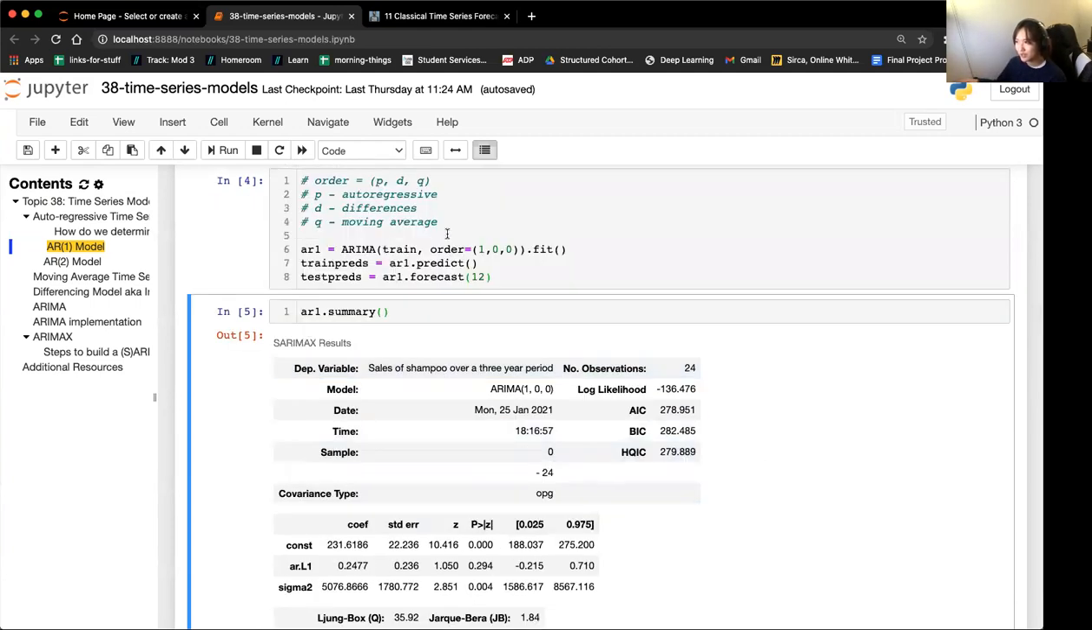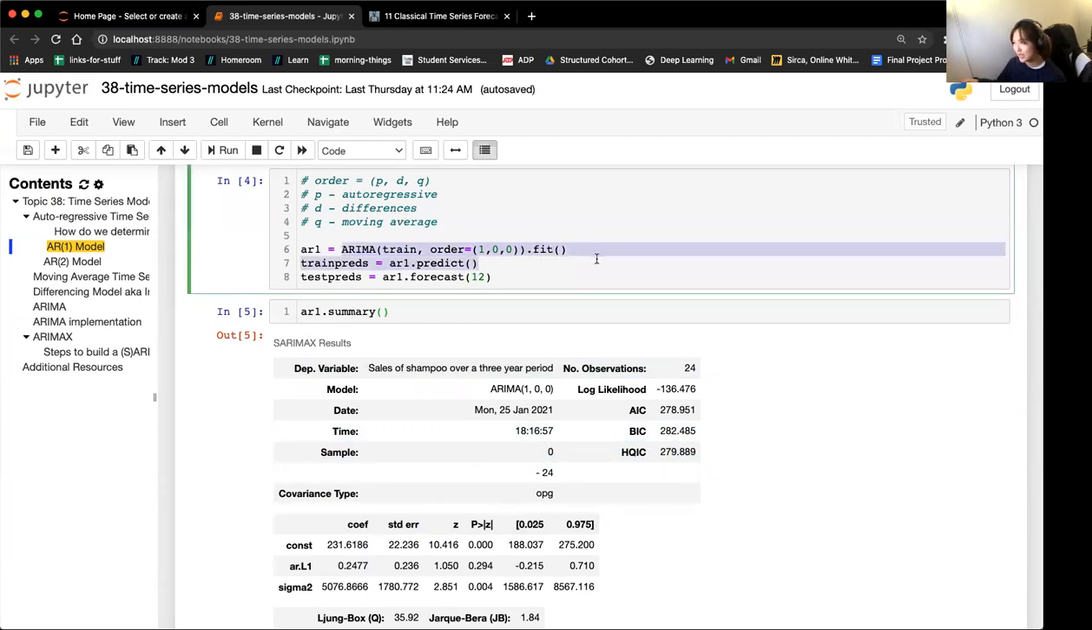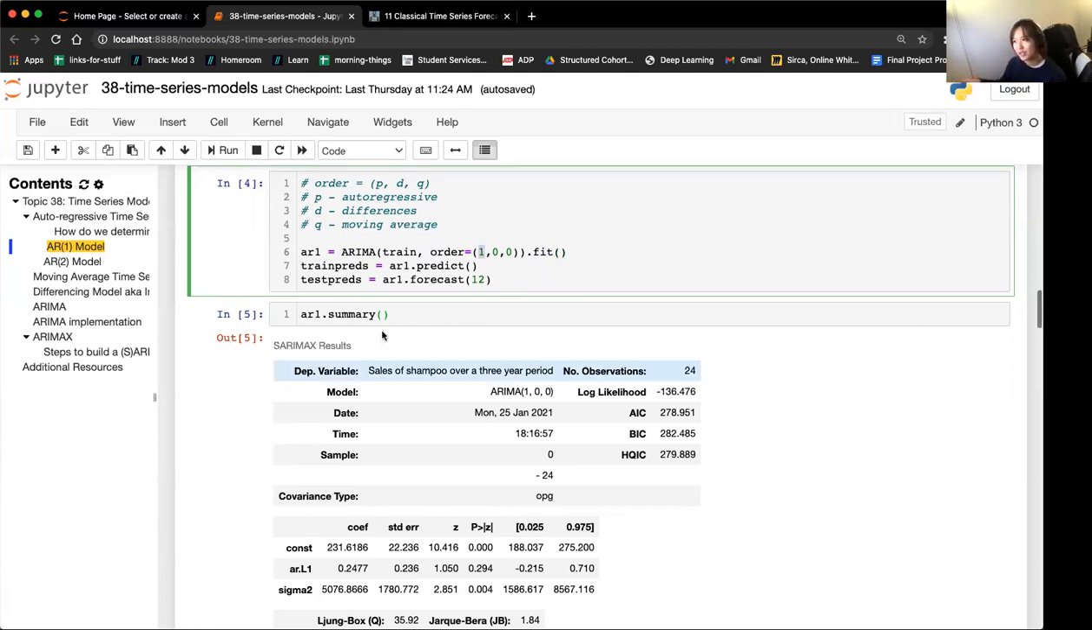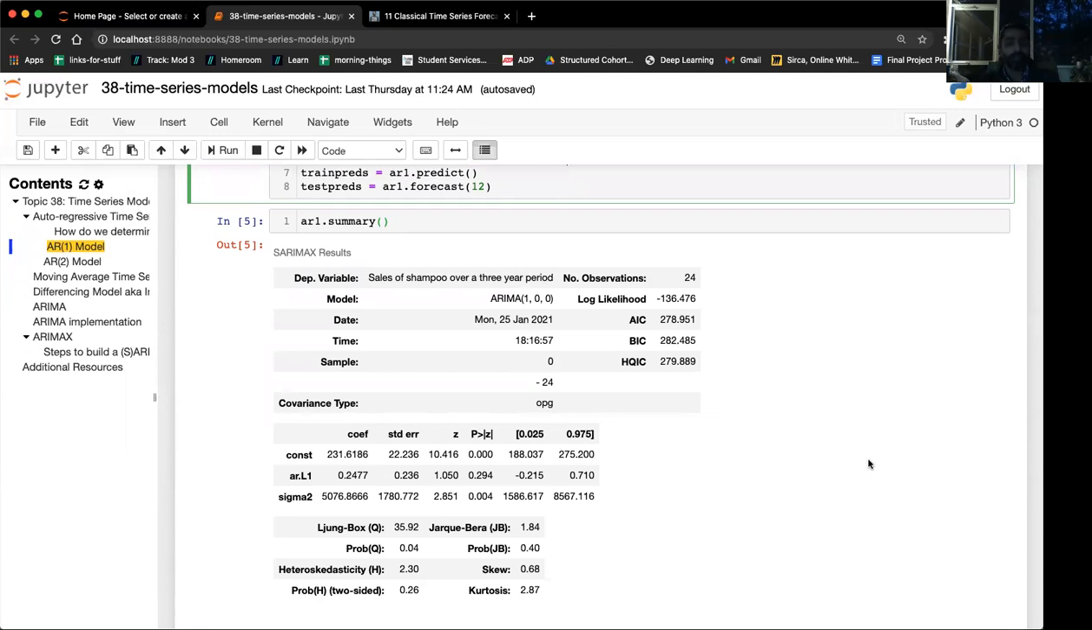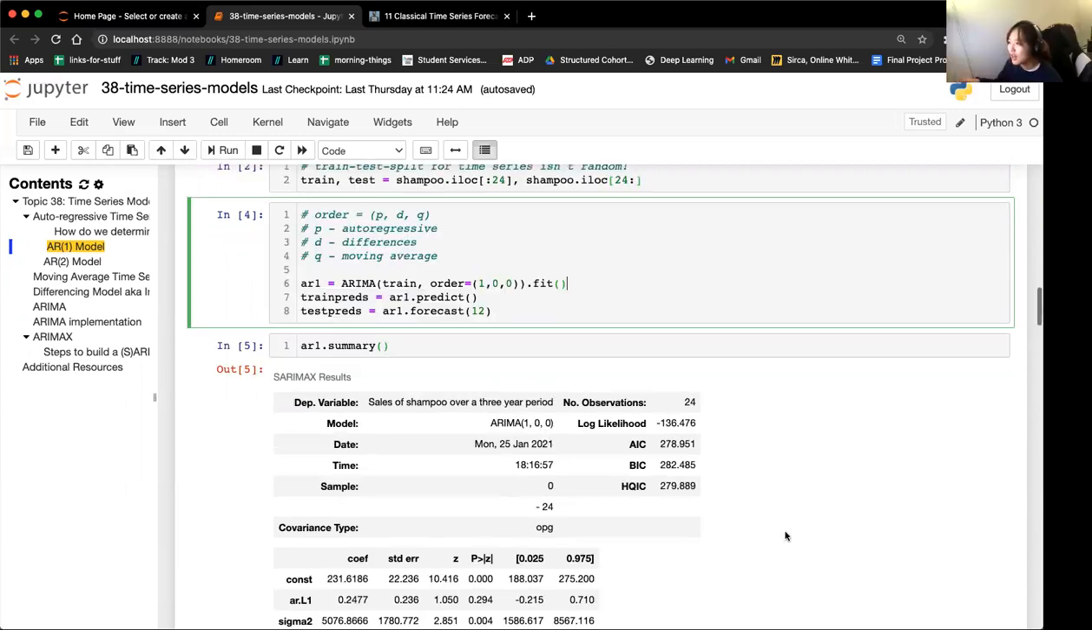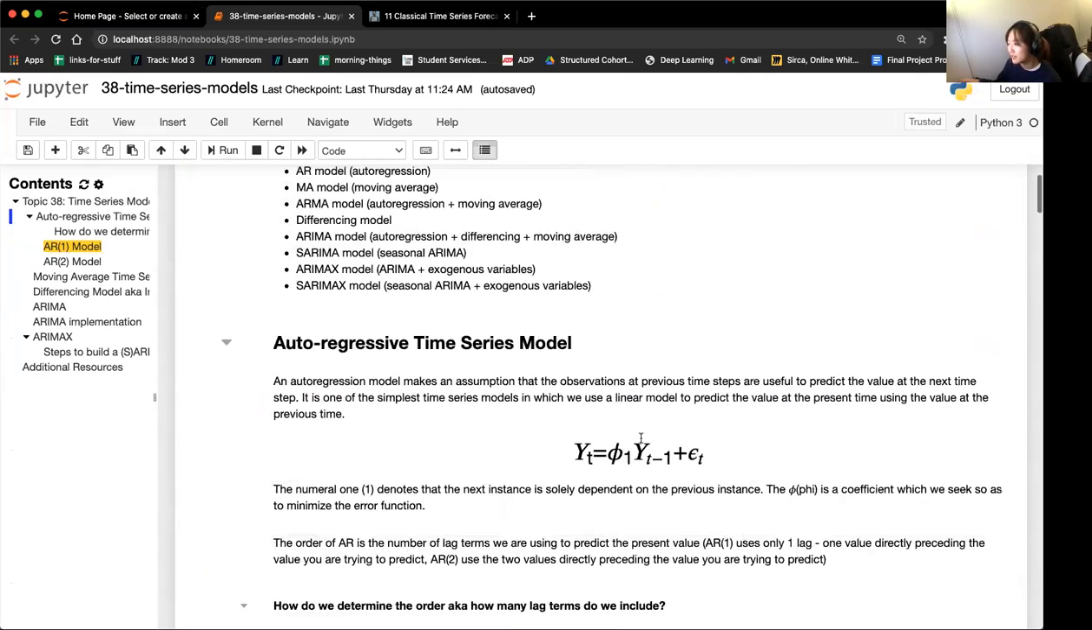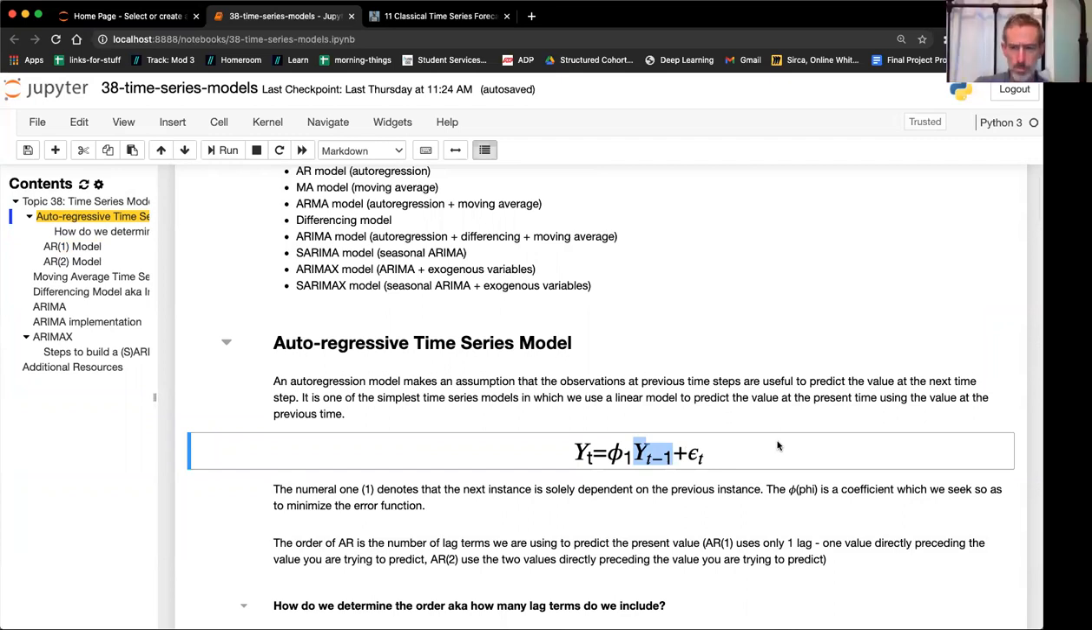But I will say, if you're doing an AR1 model, there's not much that you can do to tune it. You just fit with one autoregressive term, and these are the results. There are not really any hyperparameters to tune within each ARIMA model if you've already set your P, D, and Q. So what happens when we change the 1 to 5? We'll actually take a look at that in a little bit, right after this. So what does an autoregressive term mean? An autoregressive term just means that you're going to use the value from one time step before.